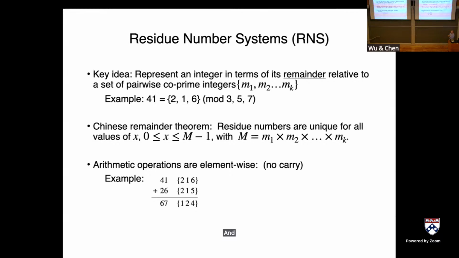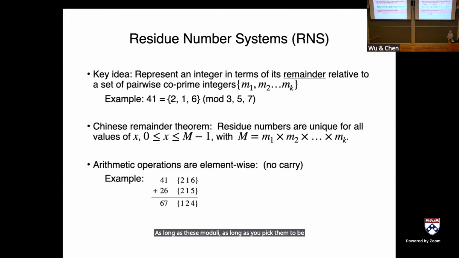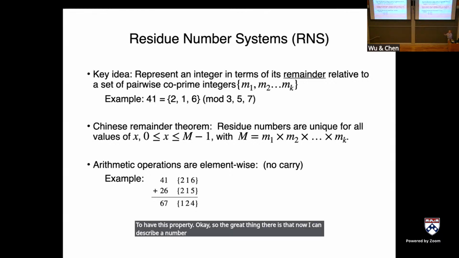One of the big advantages of this number system, like a binary system, is that it has exponential scaling, meaning that the dynamic range of numbers you can represent scales as the product of these moduli. That's this thing called the Chinese remainder theorem, as long as you pick them to be co-prime. There's a vast degree of flexibility here in how you could pick them. The great thing is that now I can describe a number over a very large dynamic range by combining a set of numbers over much smaller dynamic ranges. So that's the key idea we're going to tap into.